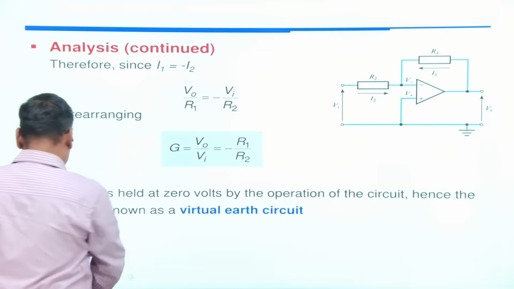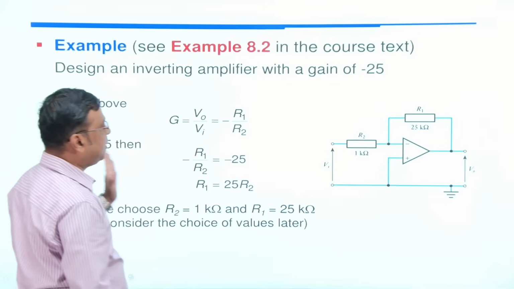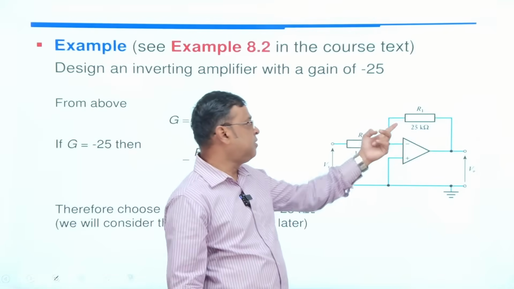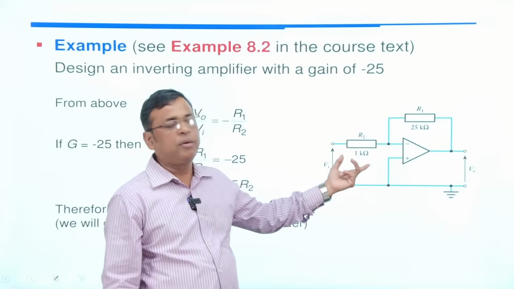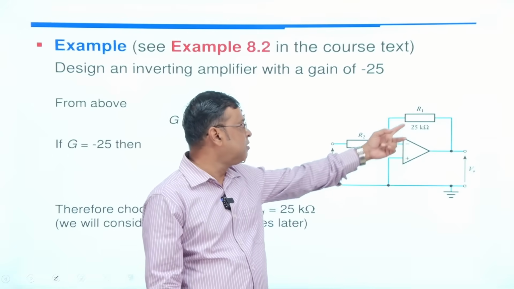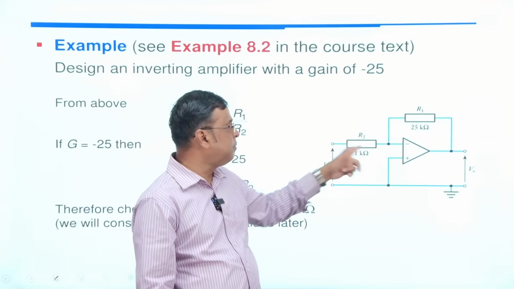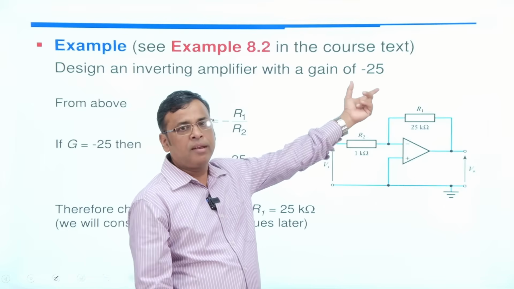Next is a problem on the inverting operational amplifier. Clearly this is an inverting operational amplifier. Inverting means giving input to the inverting terminal. These are 25, 1, 1. V0 equal to minus 25 by 1, minus 25. Here minus 25 is the gain given.